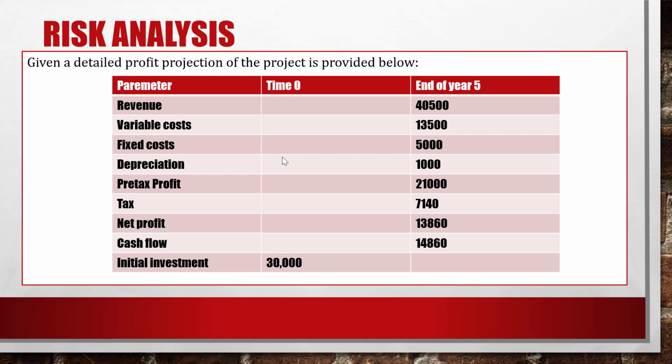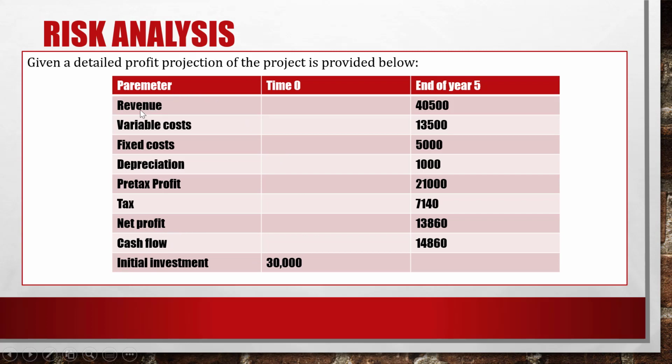Here, a detailed profit projection of the project is provided below. The revenue, here we have two time frames, right? Time 0 and at the end of 5 years. So we consider this project over 5 years, okay? And we consider a couple of parameters here: the revenue, the variable cost, the fixed cost, the depreciation, pre-tax profit, the tax, the net profits, the cash flows, and the initial investment.